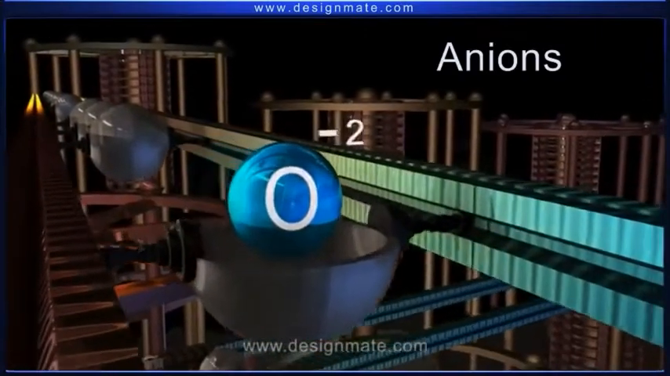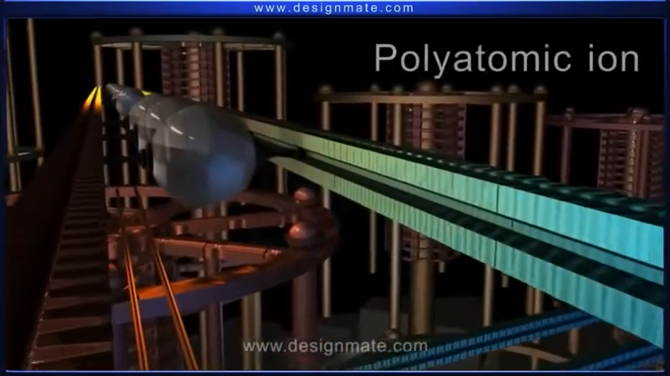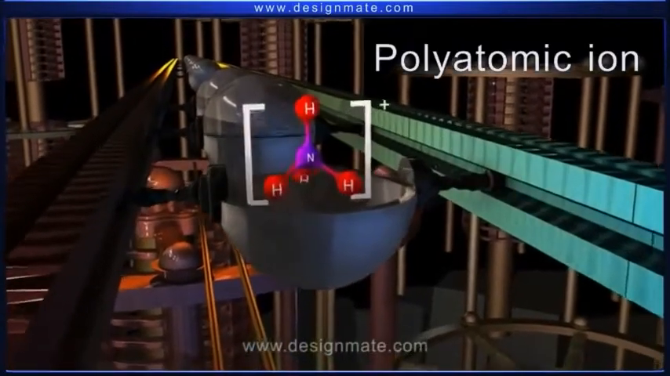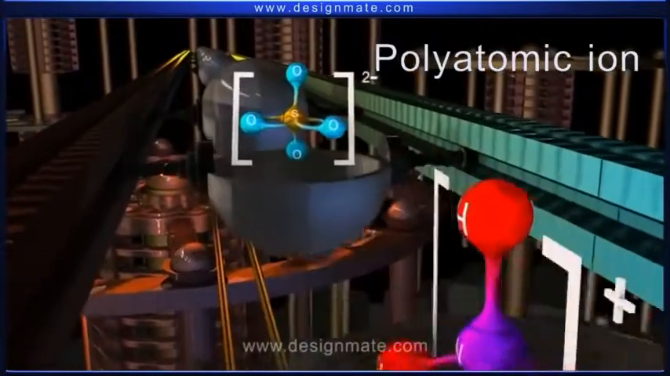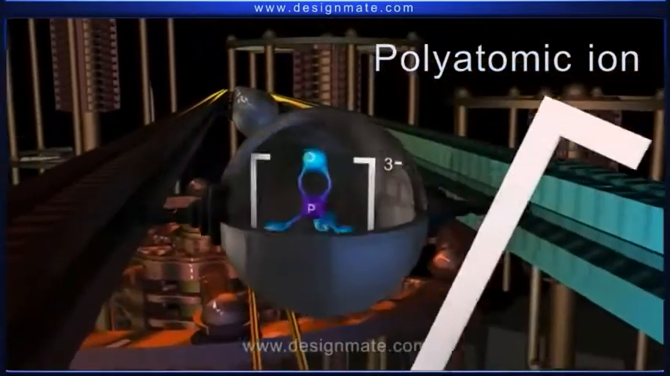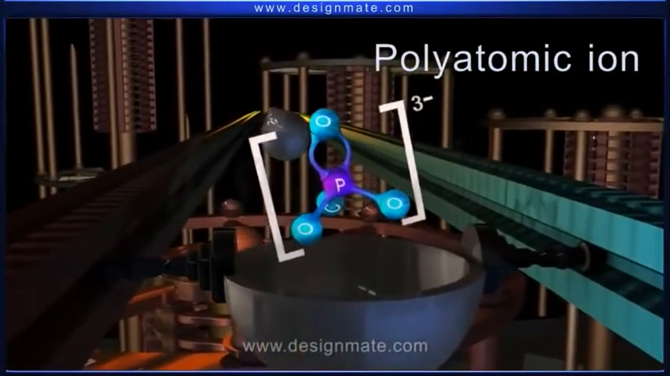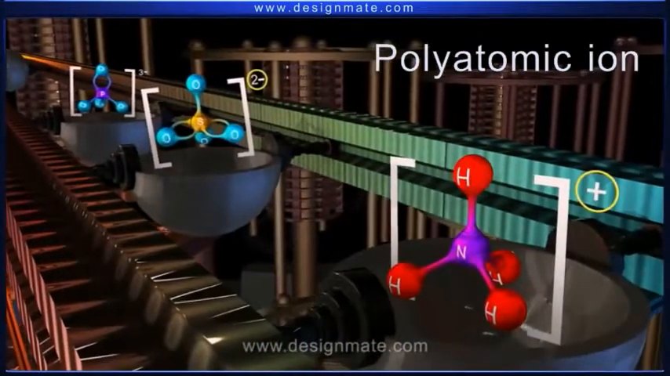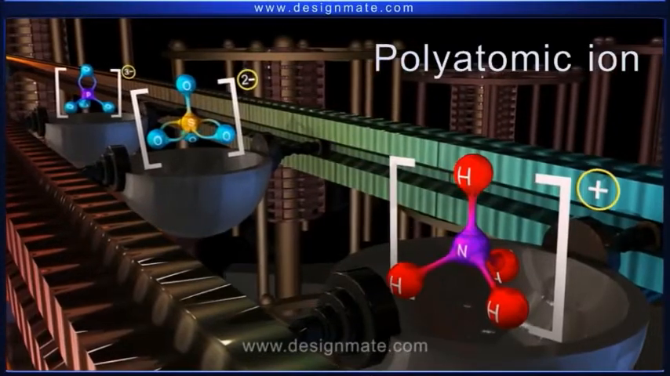Moreover, there exists a group of atoms carrying a charge known as polyatomic ion. For example, NH4+, SO42-, PO43-, etc. They show valencies of +1, -2, and -3, respectively.